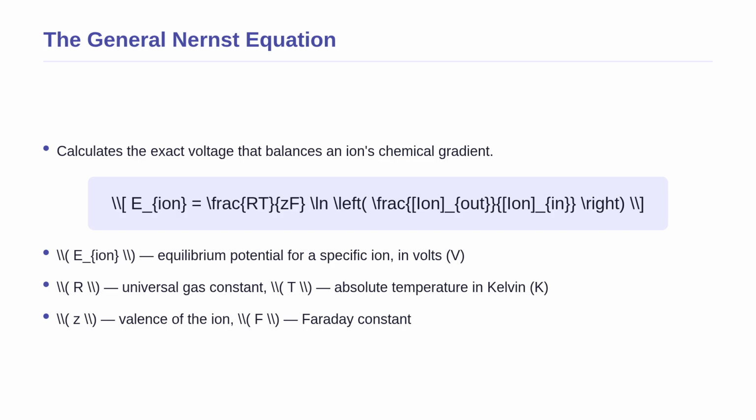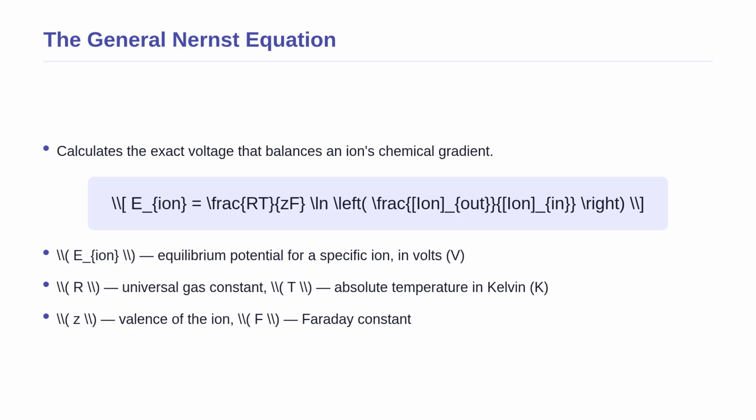Now that we know why this matters, let us explore how this voltage is calculated mathematically. If the cell membrane were permeable to only one specific ion, that ion would move until its chemical gradient is perfectly balanced by its electrical gradient. The exact voltage where this balance occurs is called the equilibrium potential. We calculate this using the Nernst equation.